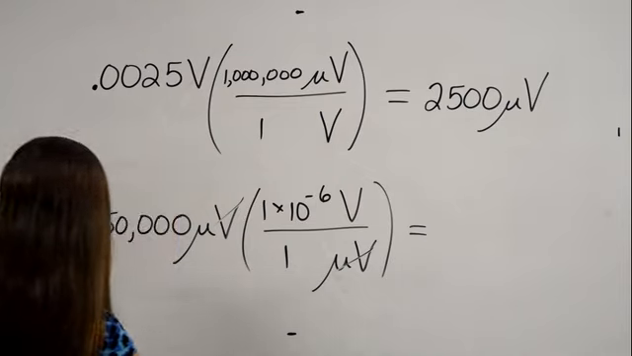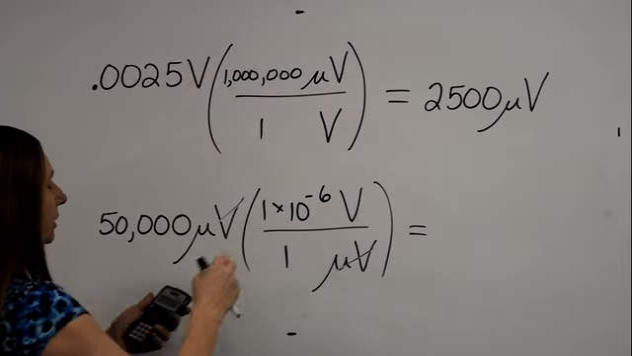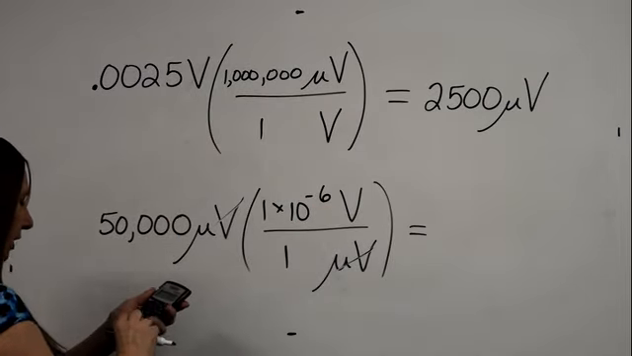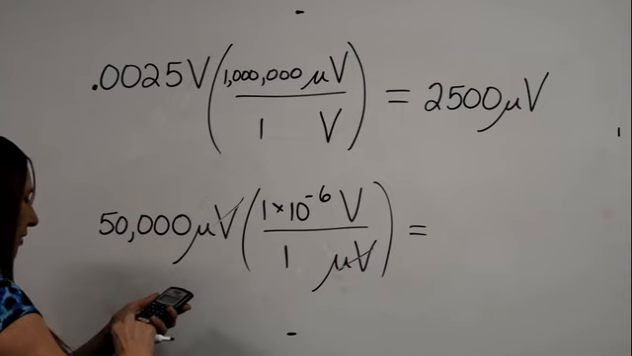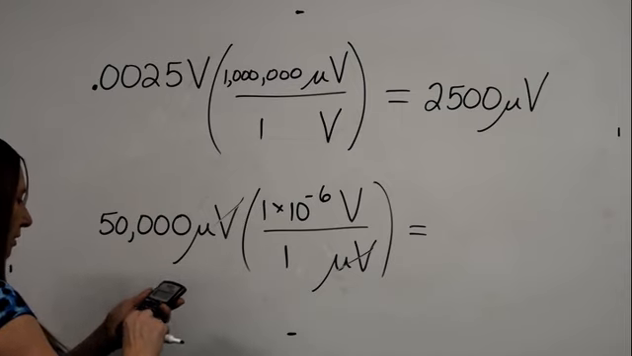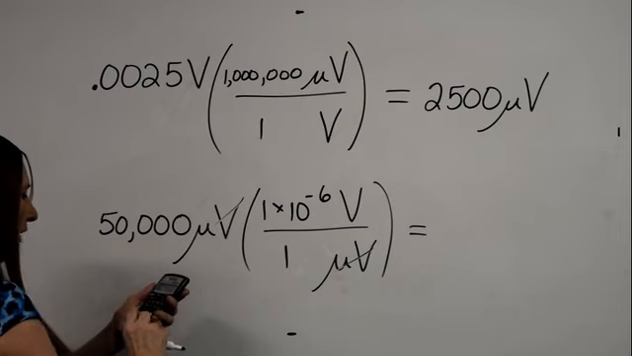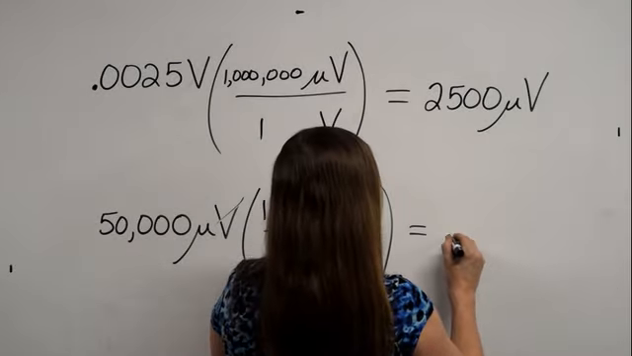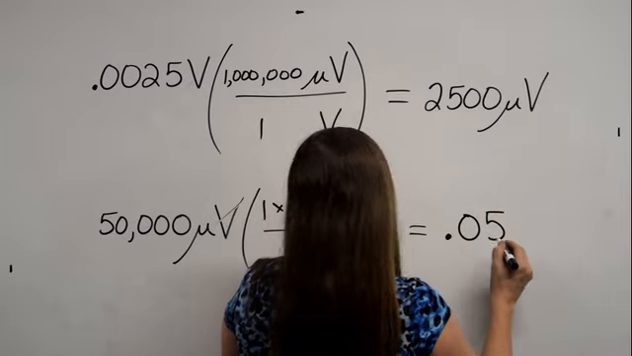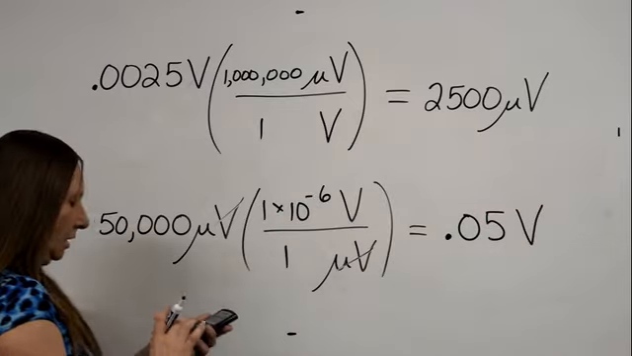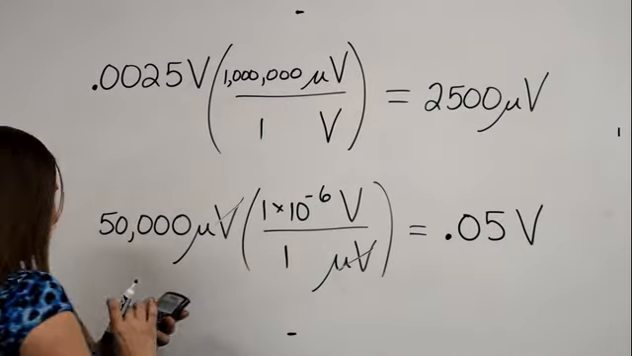Okay, so here we go. 50,000 times 1 times 10 to the negative 6. All right, 0.05 volts.